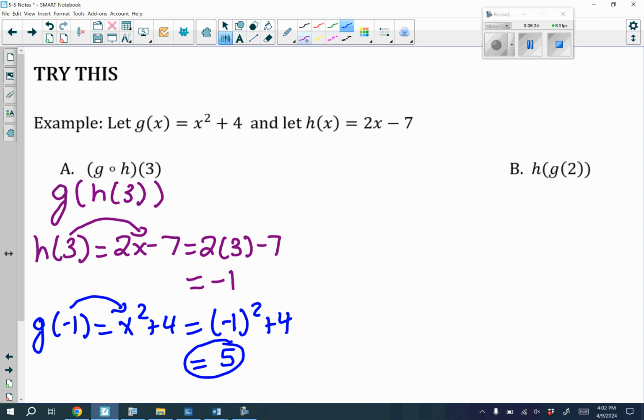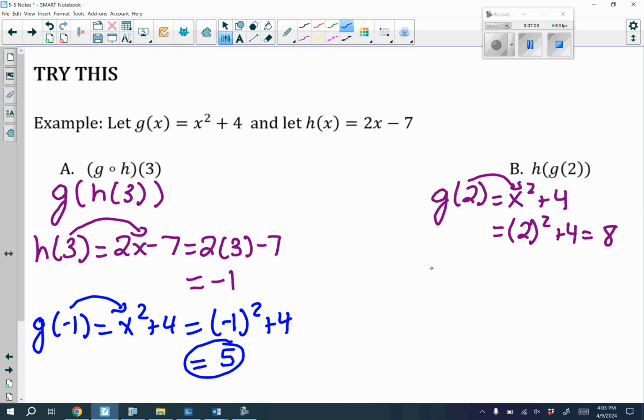Now let's try the next one. So here it is already written as h of g of 2. So we evaluate the inside function first. So I do g of 2. Remember, my g function is x squared plus 4. So I'm going to take my 2 and plug it into x. So when I do that, I have 2 squared. Don't forget your parentheses. And so when I do 2 squared, that gives me 4, plus 4 gives me 8.